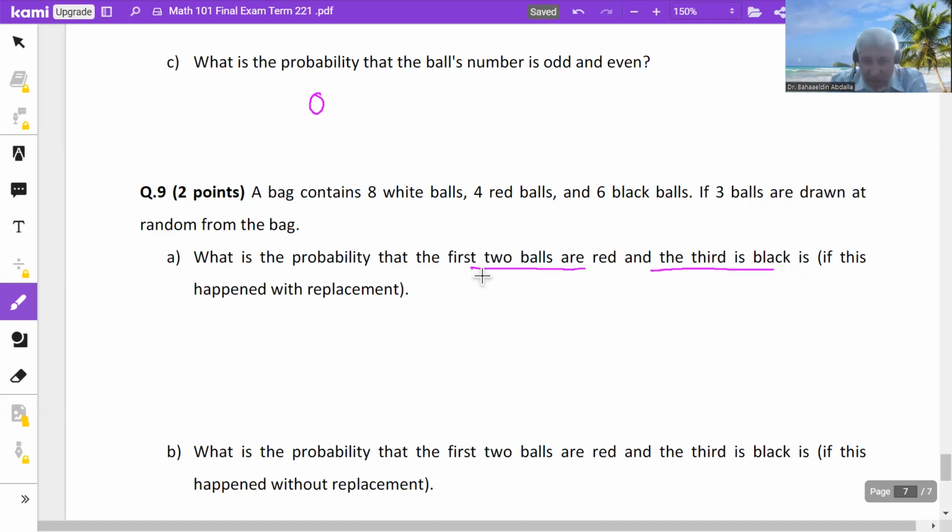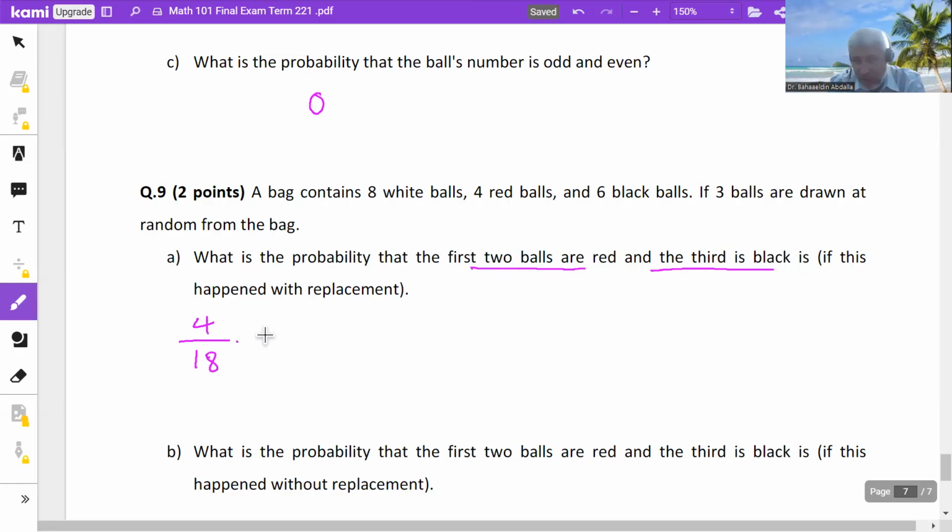Let us think about the first ball. We need the first ball to be red. What is the probability that the first ball is red? How many red balls are there? We have 4 red balls. What is the total number of balls? 6 plus 4 plus 8. That's 18. So this is the probability that the first ball is red.